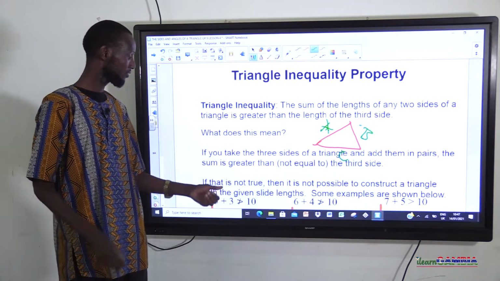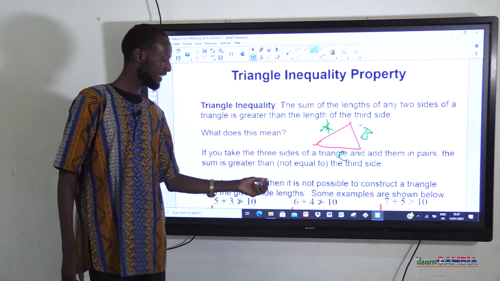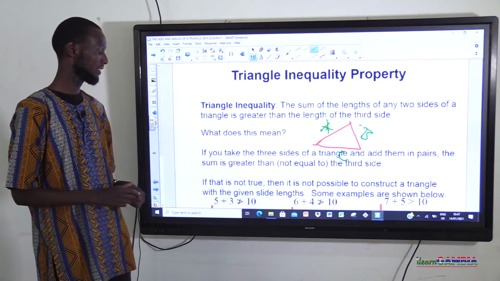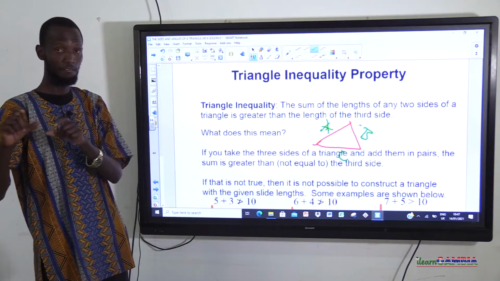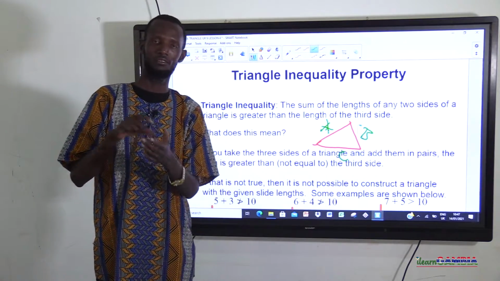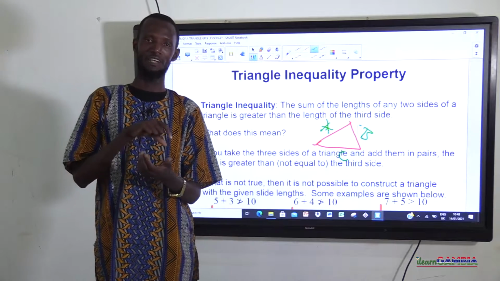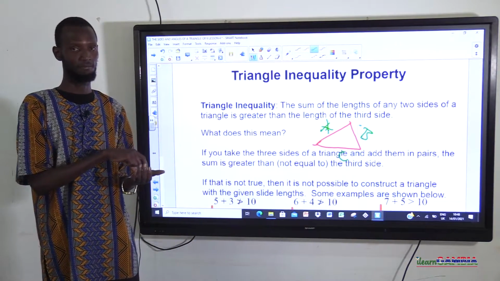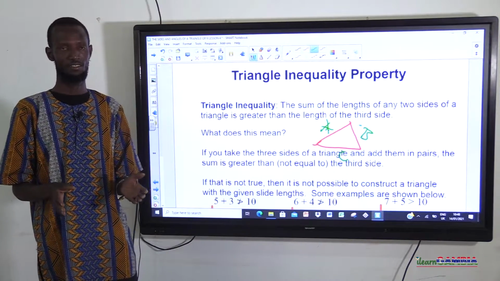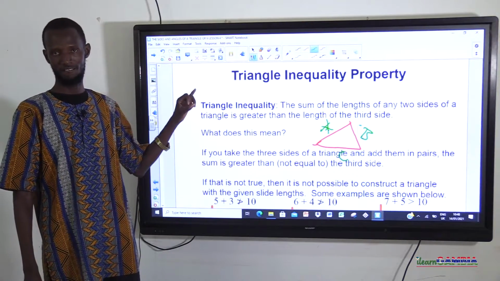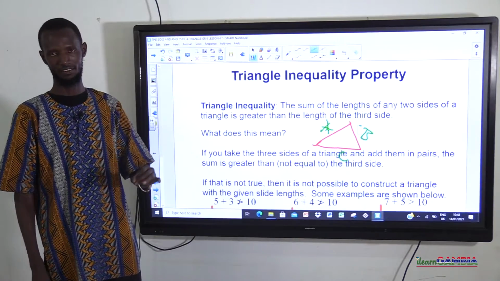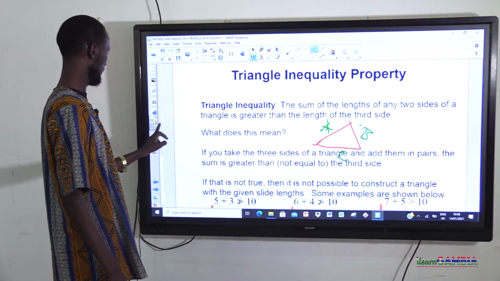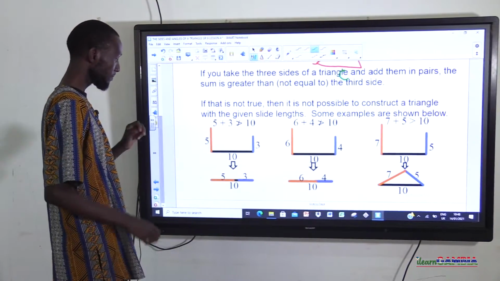Now, if that is not true, then it is not possible to construct a triangle with the given side lengths. So if you add any two sides of the triangle and you get an answer which is either equal to the third side or less than the third side, then we conclude that those three sides cannot form a triangle, okay? Now we can do some investigation here, and let's see what works.